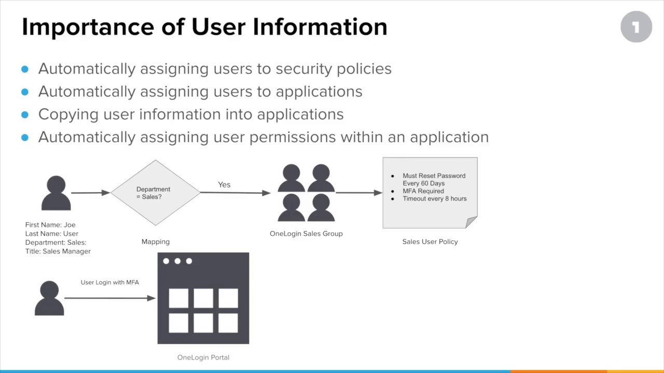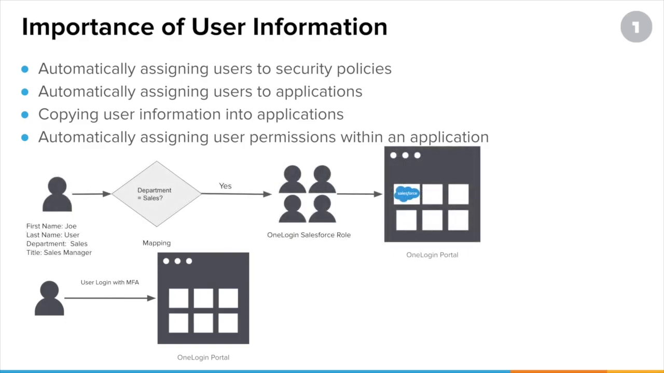We use what we call mappings to perform these types of automation tasks. For example, we could say that if a user's department field equals sales, they'll get assigned to a Salesforce role, which in turn assigns them to an application like Salesforce.